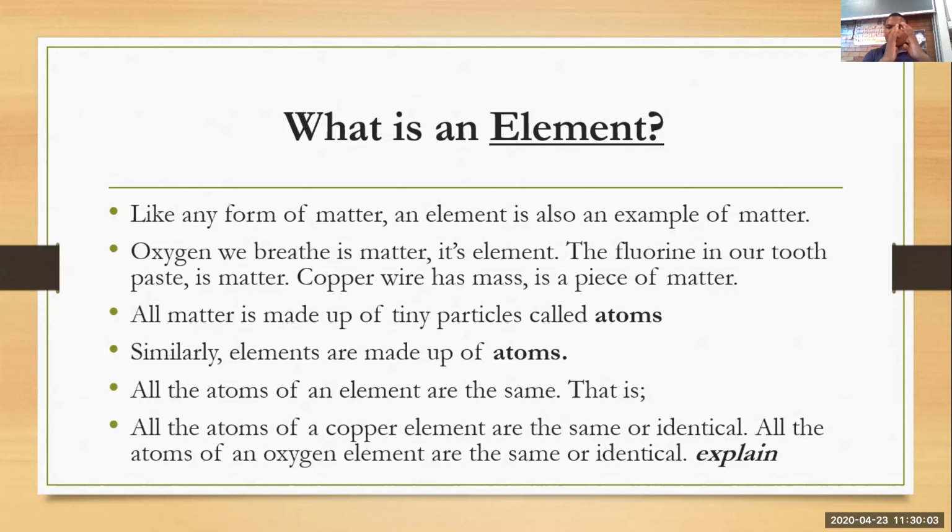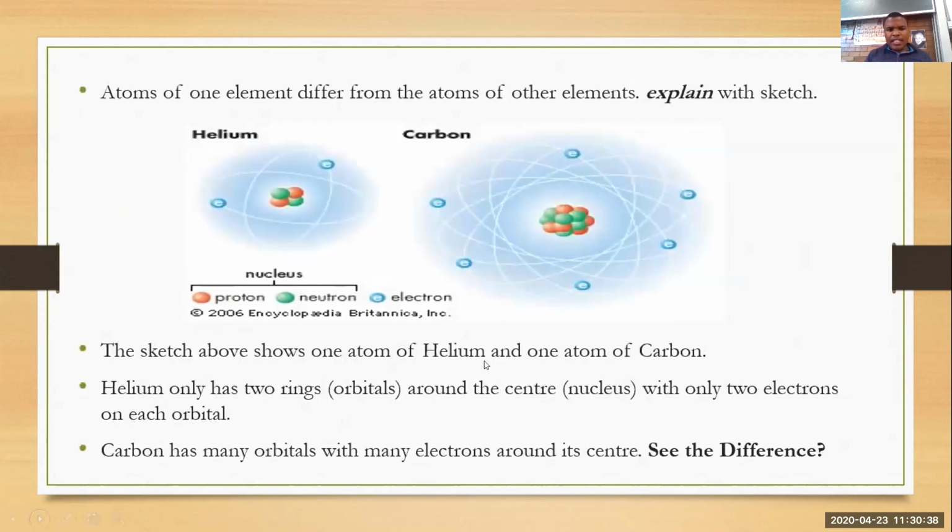When you look at the atoms of copper, all of the atoms that make up copper are identical. All of the atoms that make up oxygen are the same, or identical. When you look at fluorine as an element, all the atoms that make up fluorine are identical. When you look at hydrogen, all of the atoms that make up hydrogen are the same. When you look at neon as an element, all the atoms that make up neon are also the same. Let's look at this diagram here.